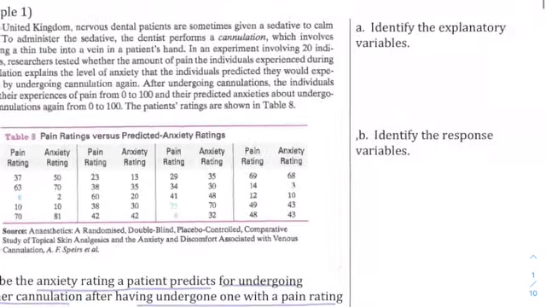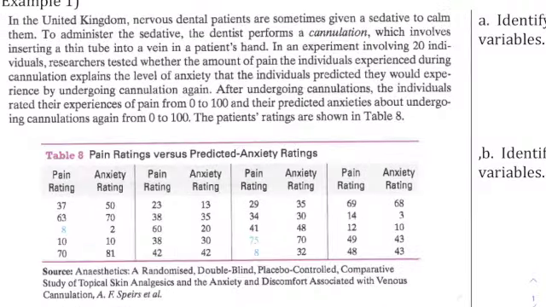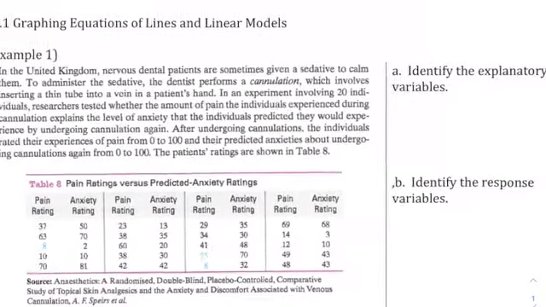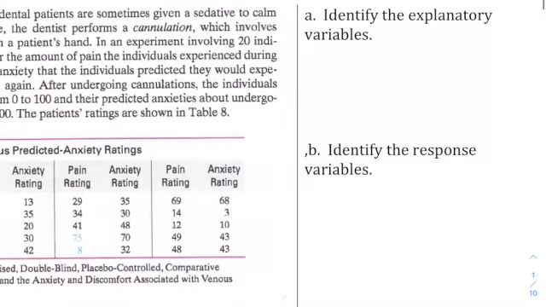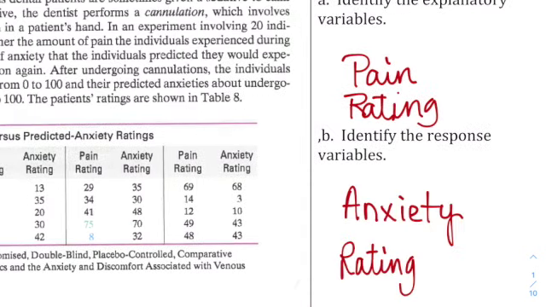So in this case, you should be able to answer question number 1A, which is going to be pain rating. And you should be able to write down the second one: identify the response variable, which is going to be the anxiety rating. You give it a shot first, and then you figure out how much it causes pain.